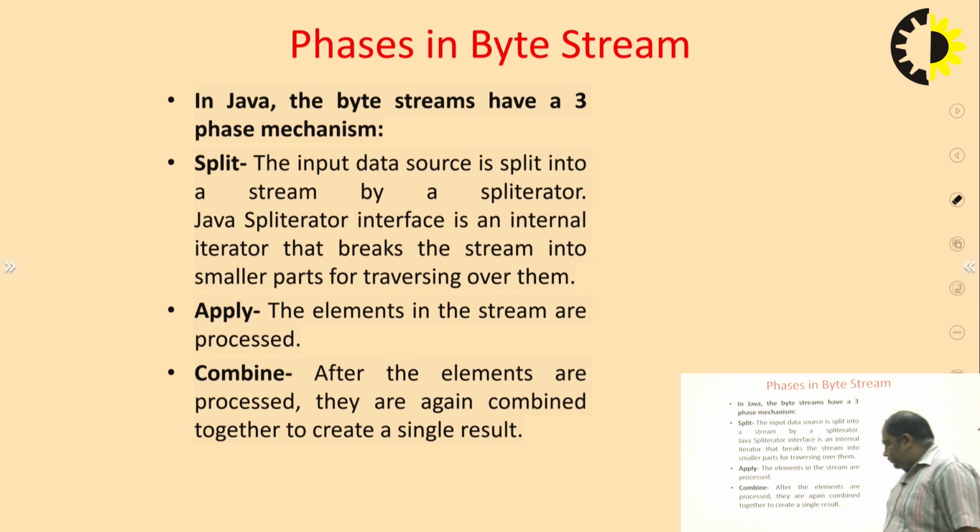Then after splitting, the elements in the streams are processed, and after applying the processing, we combine all the elements after this processing has been done. So in these three phases, the byte stream has been applied. First, we split the data. Second, we apply the processing, and third, after processing, we combine all these elements which were split earlier.